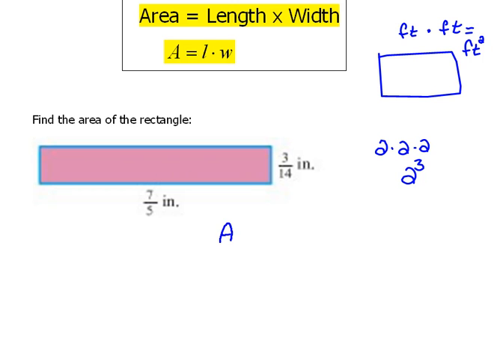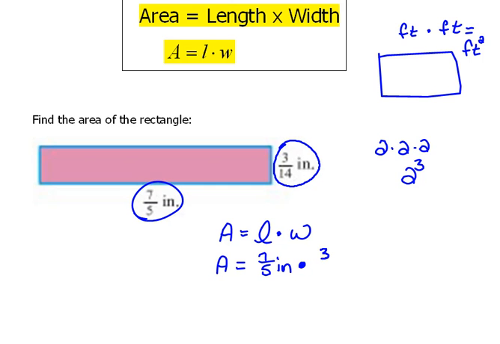Well, if area equals the length times the width, we're going to replace this. That means that the area will equal, instead of the length, we know that the length is 7/5 of an inch. So we're going to multiply that to the width. And in this case, the width is 3/14 of an inch. Now we can multiply just the fraction part, and I'm going to do that over here to the side.